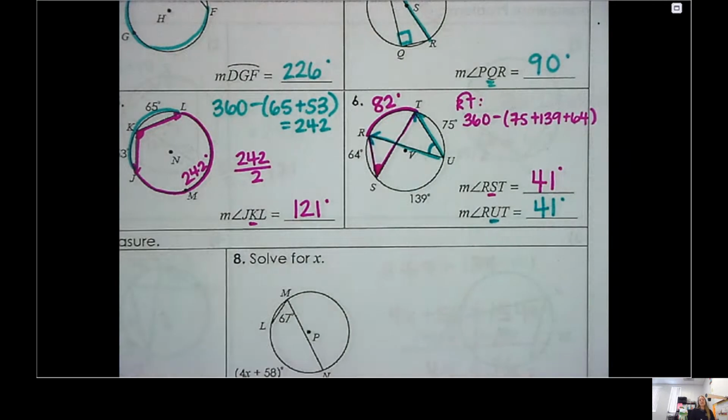Now, you are right, those are vertical angles, but the issue is in this problem, you would have had to do more work to use those vertical angles to help you out. You're not wrong, though. They are vertical angles.